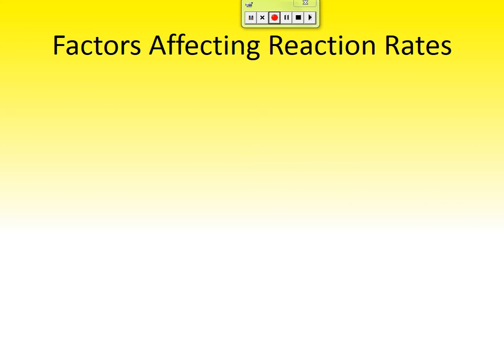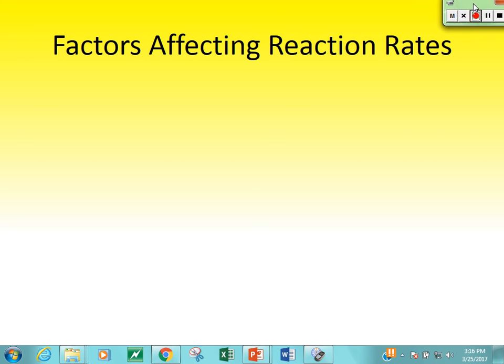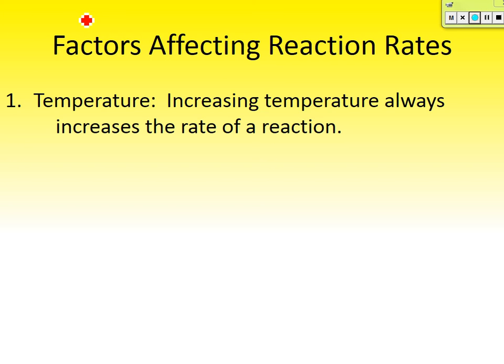So let's talk about the factors that will affect reaction rates. Number one, temperature has a huge influence on reaction rates. As you might be able to predict, if you increase the temperature, it will increase the rate of the reaction. So an increase in temperature always increases the reaction rate. You can make chemical reactions go faster by increasing the temperature at which the reaction is run.